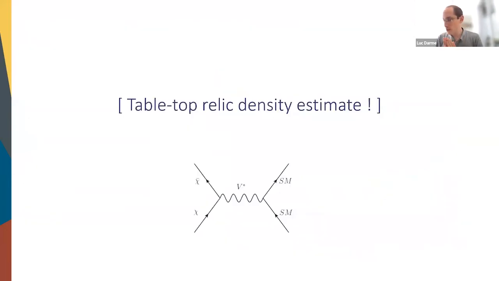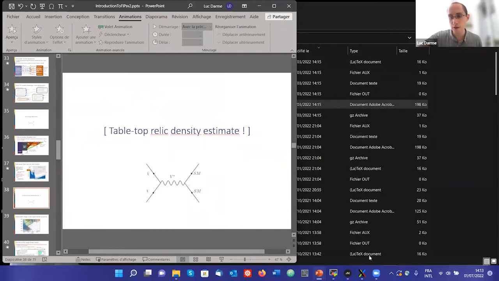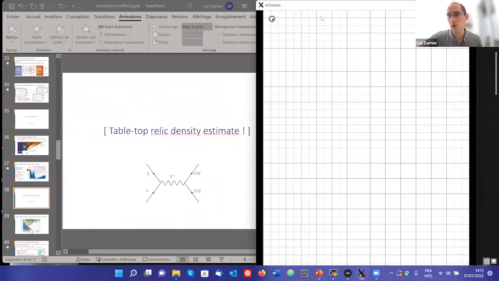Okay, so what I suggest we do now, just for a short while, is to make a very small tabletop relic density estimate. The idea is that we'll try to build and understand why we need a feebly interacting particle to get our dark matter below the GeV, and also some of the constraints that are present on this kind of object.